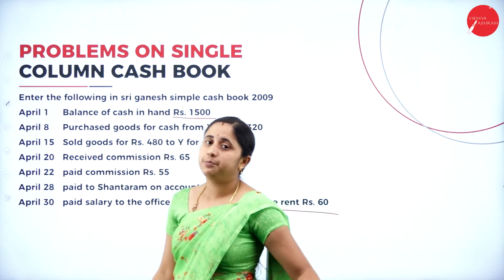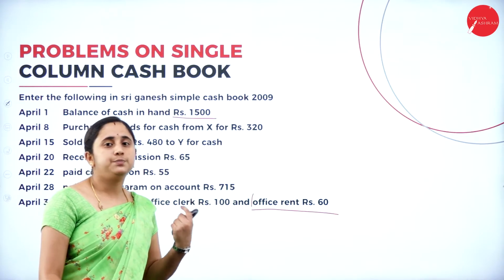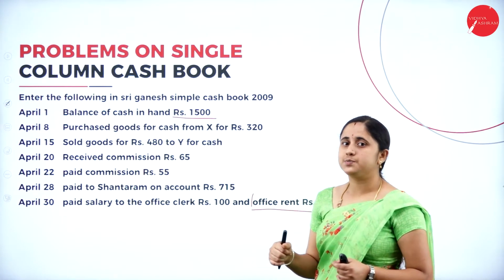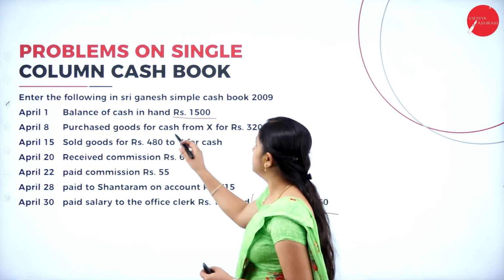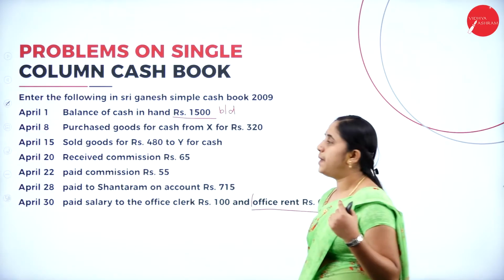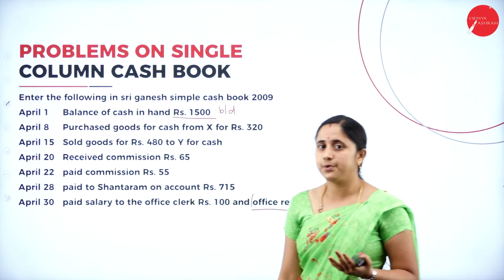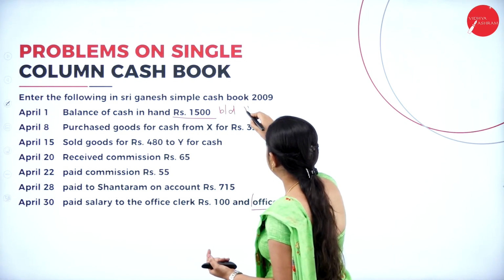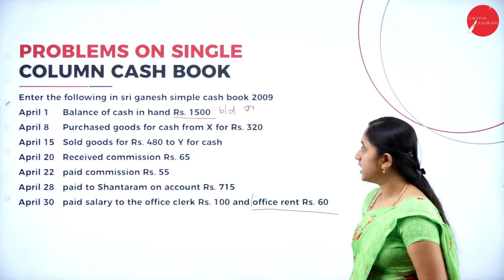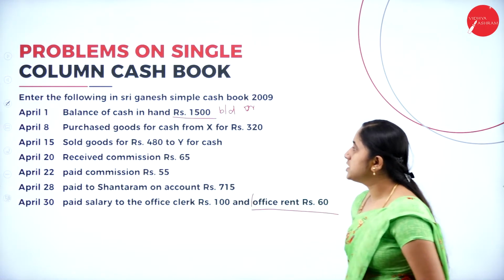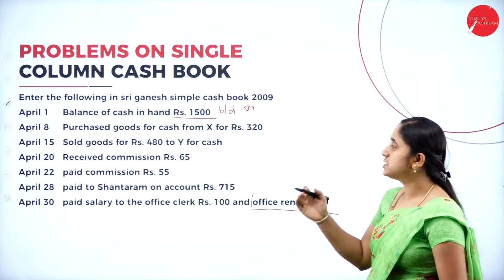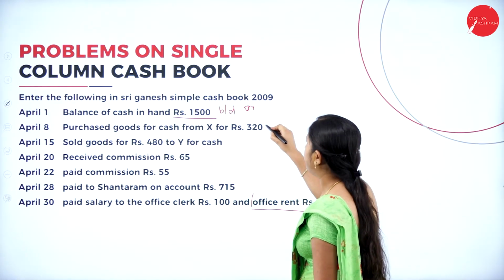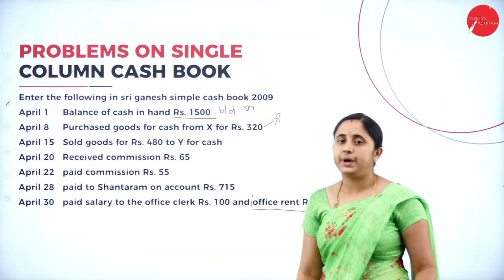So, before starting the problem, you need to identify the receipts and payment. It is easy to do the problem if you identify all the receipts and payment. Here this is the balance brought down. Balance of cash in hand means balance brought down. Next, balance brought down should be written in the debit side of the cash book. Again, purchase is receipt or payment? First you need to identify whether it is a receipt or payment. When you made a purchase, you are going to pay the money. So this is the payment.